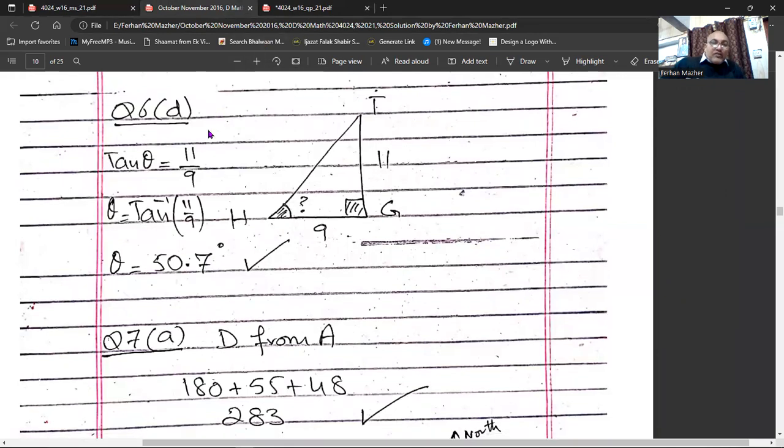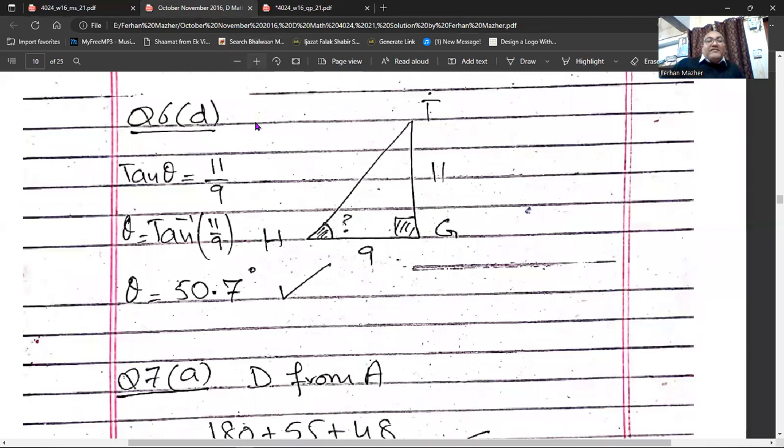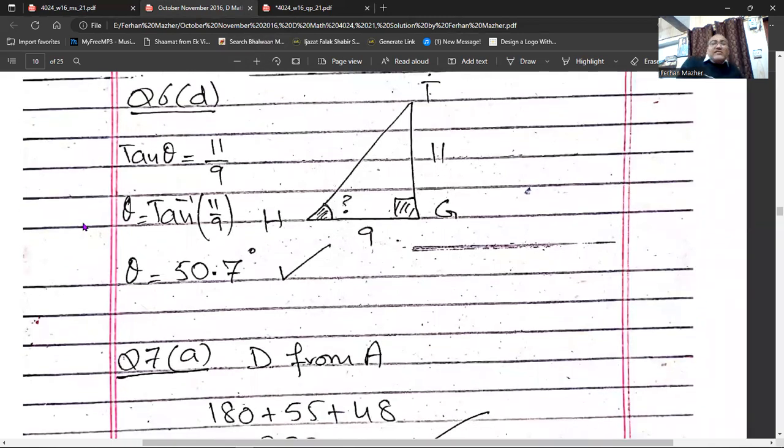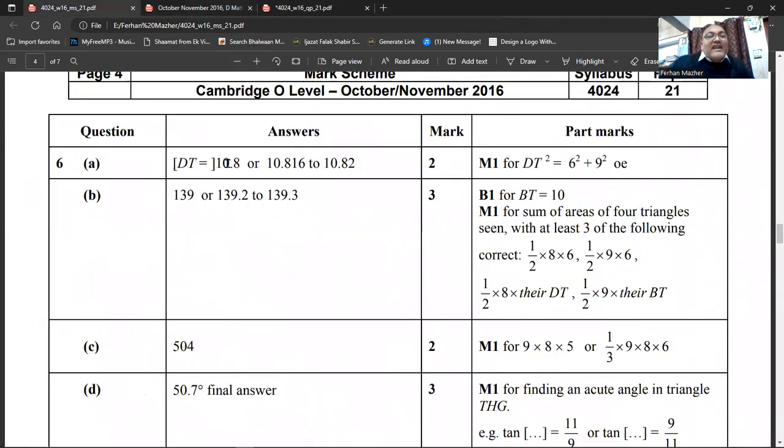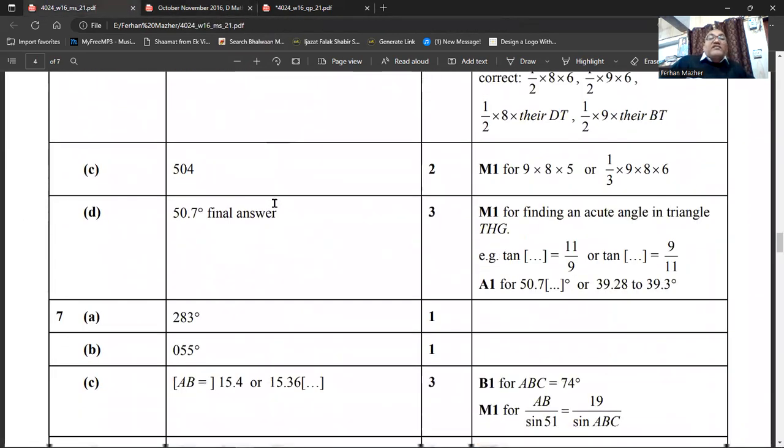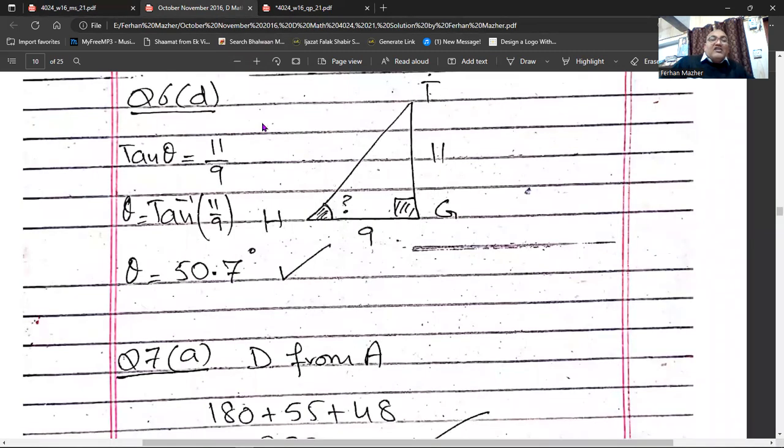And here we go. Question number 6D part. Here we have tan theta is equal to 11 by 9. So theta will be equal to the tan inverse of 11 by 9. In your calculator, what you will write: shift tan, bracket start, 11 divide 9, bracket close, equals, and that will be 50.7. So the angle of elevation is 50.7. So this is the solution.